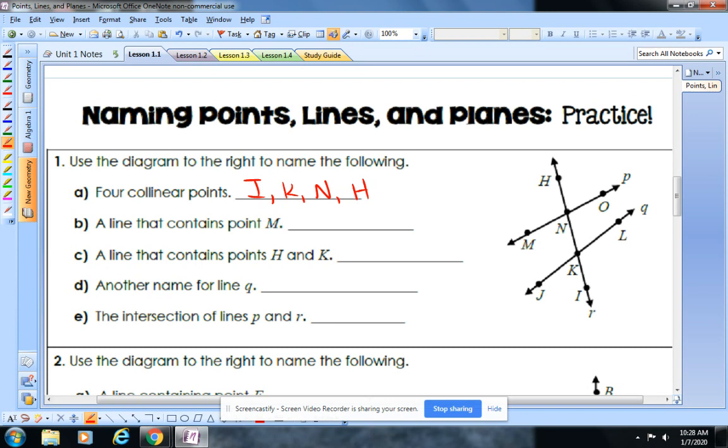And these can be in any order. You didn't have to do them in the order I did, okay? Because they're 4 separate points. All right?